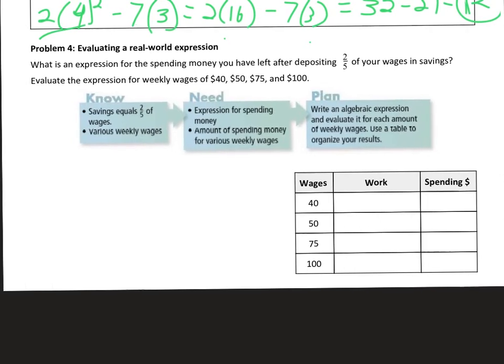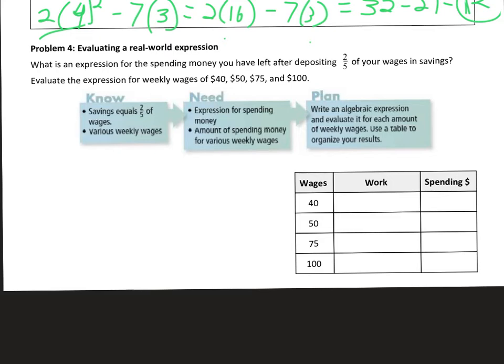Last problem, problem 4. Evaluating a real world expression. So this is a good one for saving, if you want to save a certain fraction of the money that you earn. So what is an expression for the spending money you have left after depositing 2/5 of your wages in savings? And we're going to evaluate that for different wages that we earn, okay?